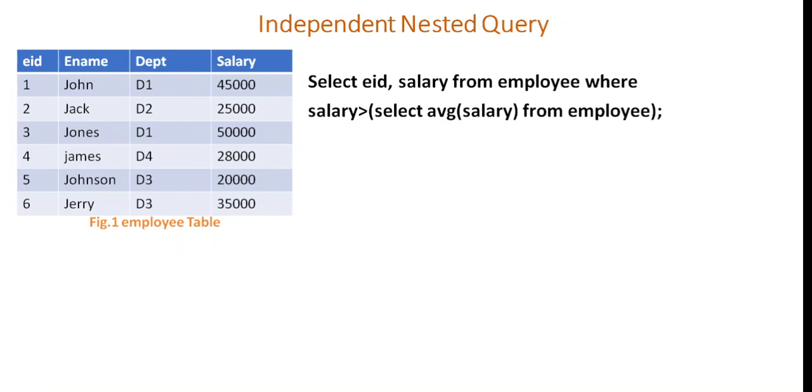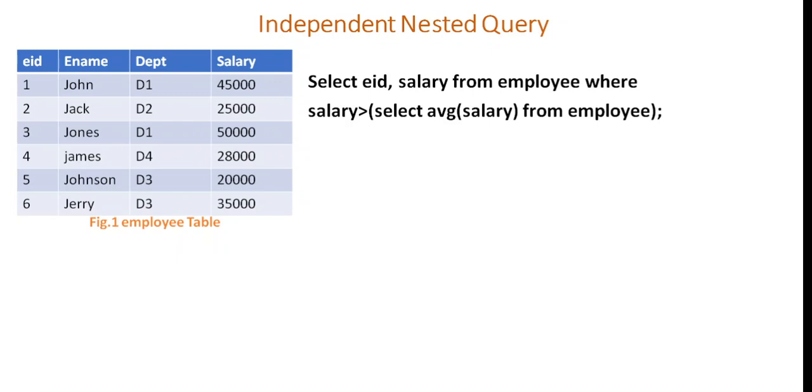Okay, and then from that average salary we can get some value, some data, and that data can be used as a comparison operator in the outer query. So here we need to write the nested query. My nested query is: select employee ID, salary from employee. I want to display this data where salary is greater than select average salary from employee.